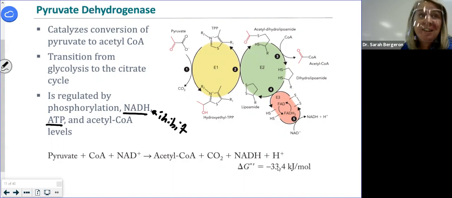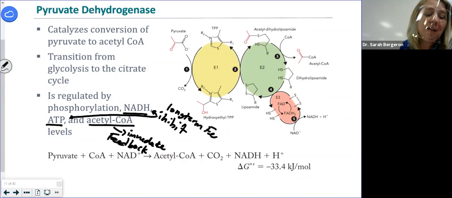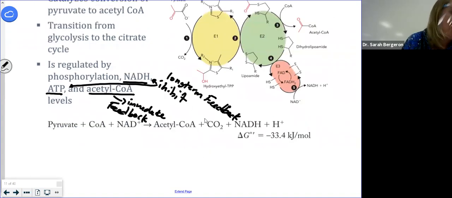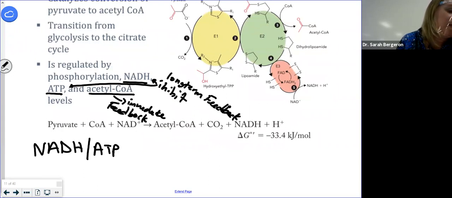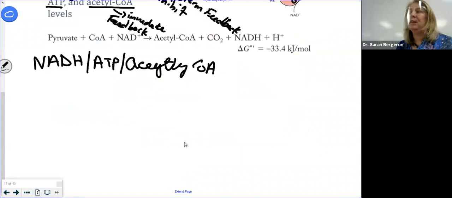Acetyl-CoA. This is the exact product of the pyruvate dehydrogenase reaction. So this is immediate feedback. And what I call NADH and ATP, I call these long-term feedback. You are going to make one NADH in this reaction, but really the majority of your NADH is going to come from the citrate cycle. So those NADH, the ATP, the acetyl-CoA, what kind of inhibition is that? So it's negative, right? NADH, ATP, acetyl-CoA. These are all inhibitory, but what kind of inhibitory? Like, how does it work?